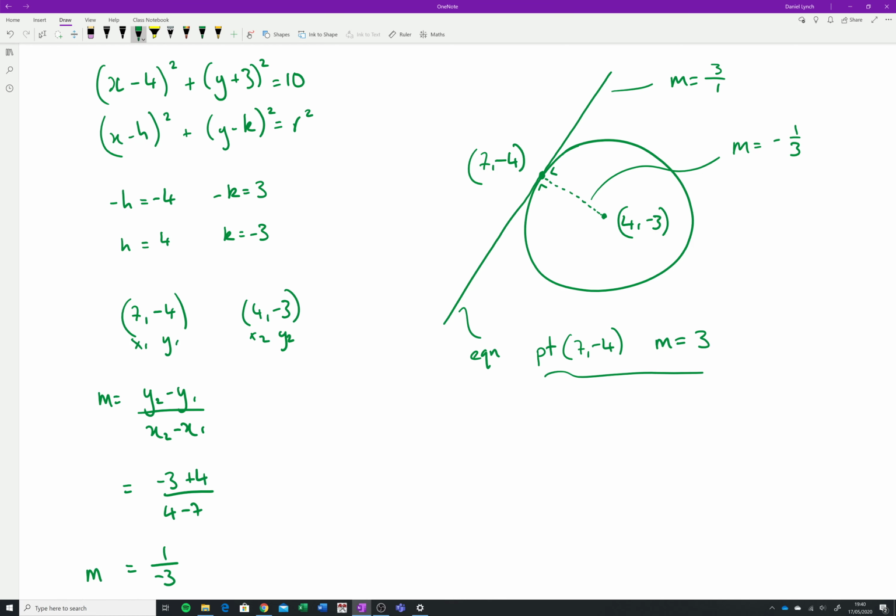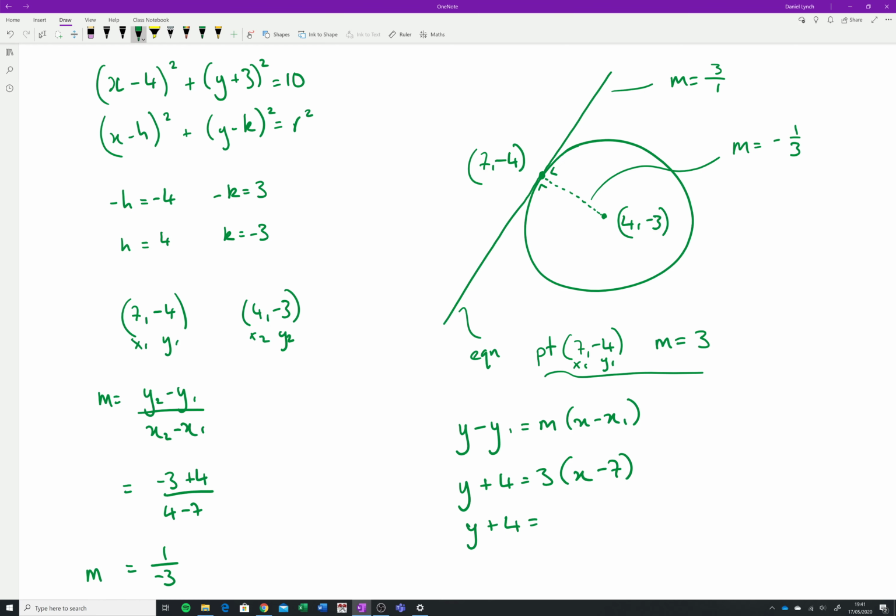We've got a point and a slope. We just have to use our formula in the tables book: y minus y1 equals m times x minus x1. Do not use the point (4, -3). It is not a point which is on the tangent. You must use one that's on the tangent. So it's going to be x1, y1, so y plus 4 is equal to 3 times x minus 7.